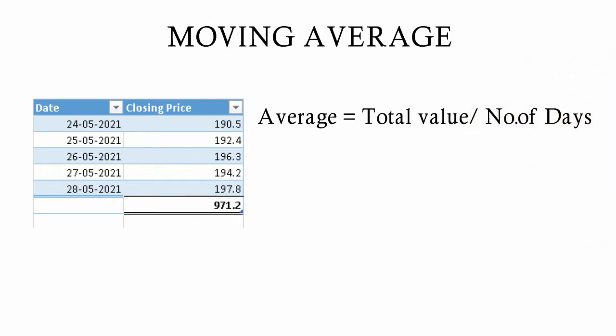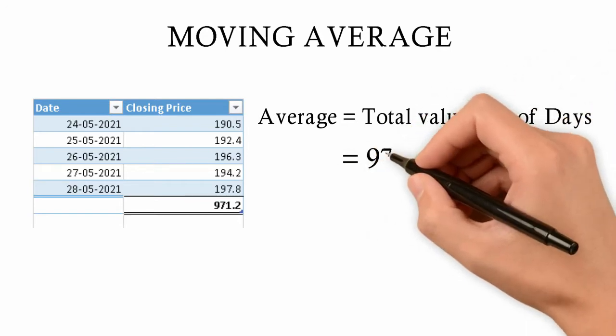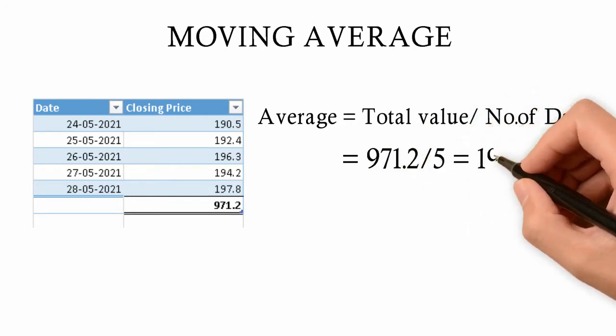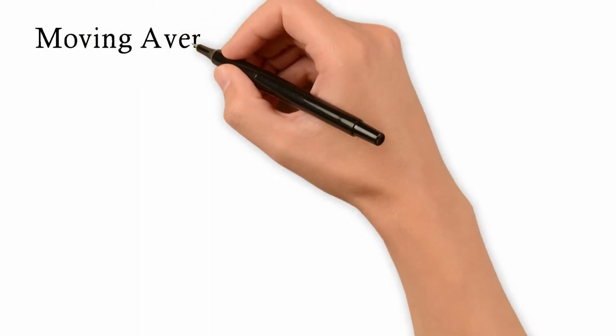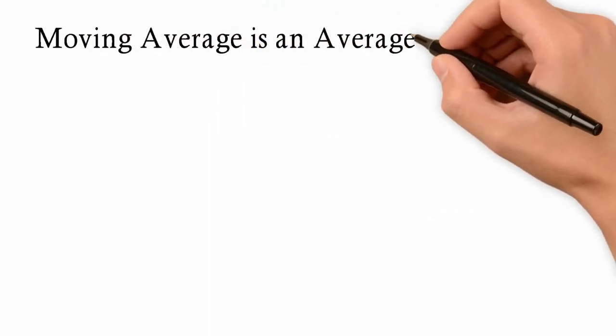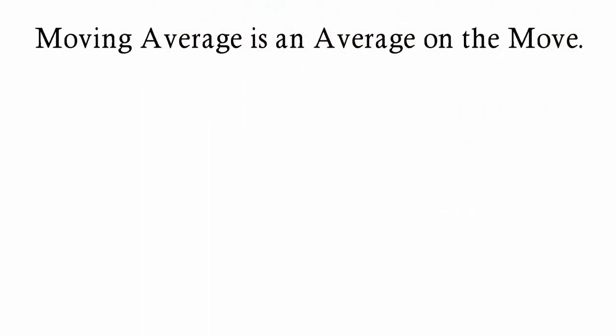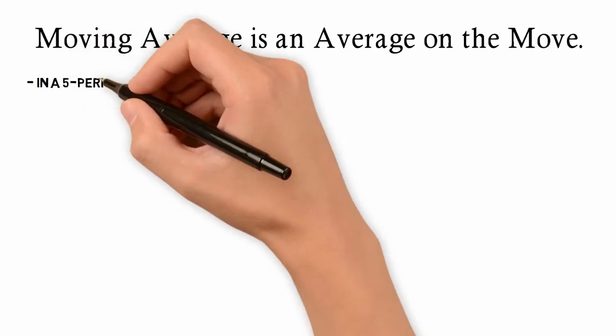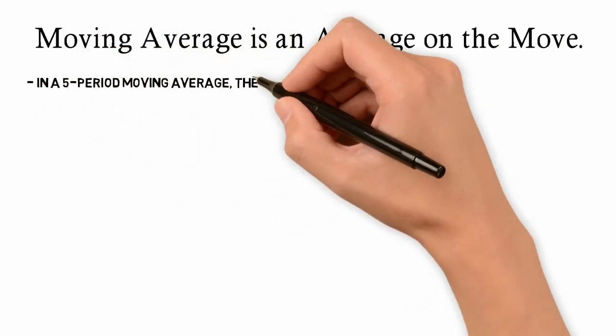That is equal to 971.2 divided by 5, which is 194.24. However, moving average is an average which is on the move. It changes with the addition of a new value to the set of values.